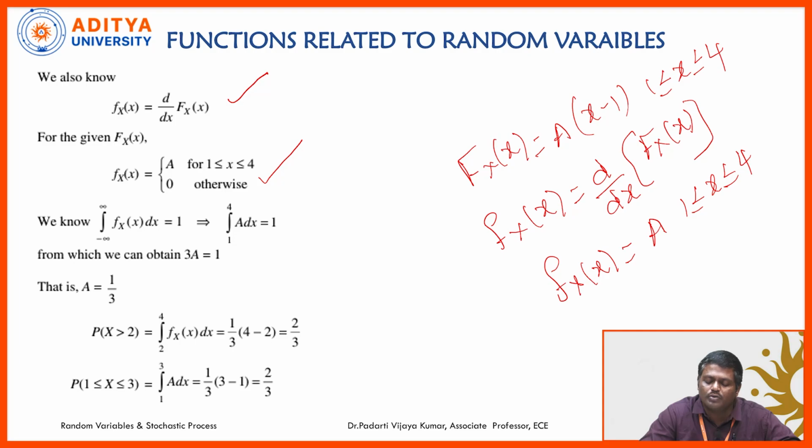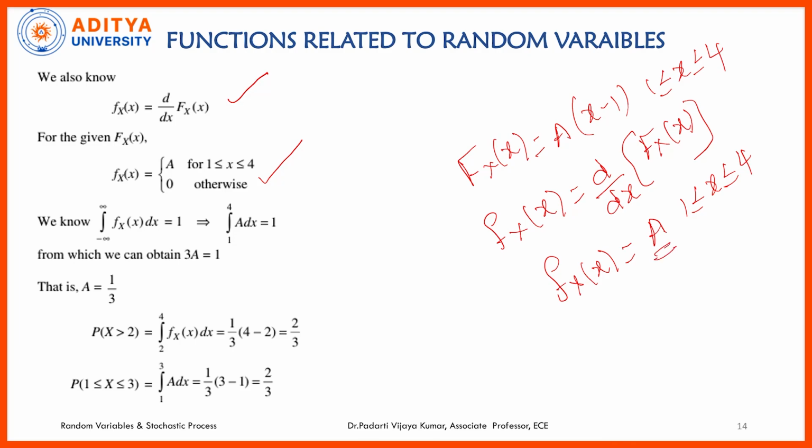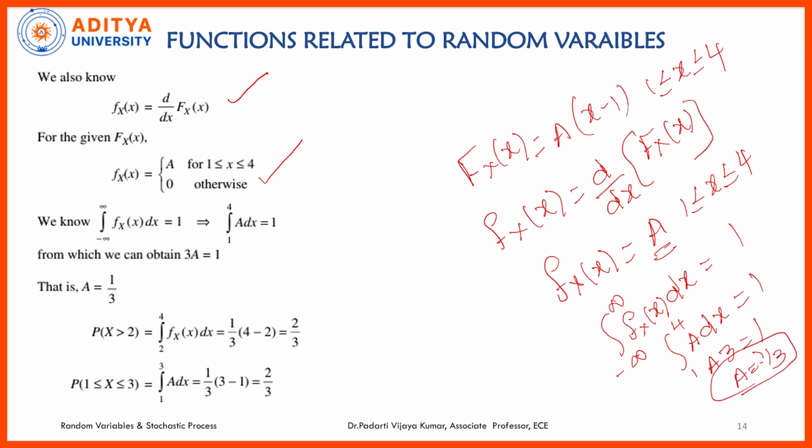If you want to compute the unknown value a, we use the property of a valid density function. We need to verify whether the given function is a valid density function or not. The area under a valid density function is 1. Using this, the integral of a over the range 1 to 4 dx is equal to 1. a into 3 is equal to 1, so a is equal to 1/3. The same answer we got earlier using the distribution function, the same value you will get using the density function.